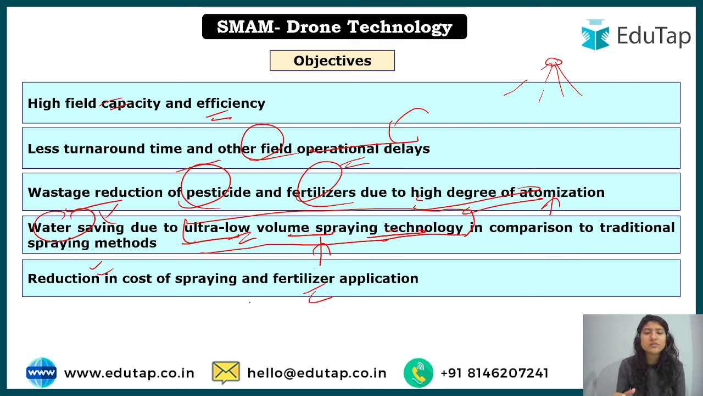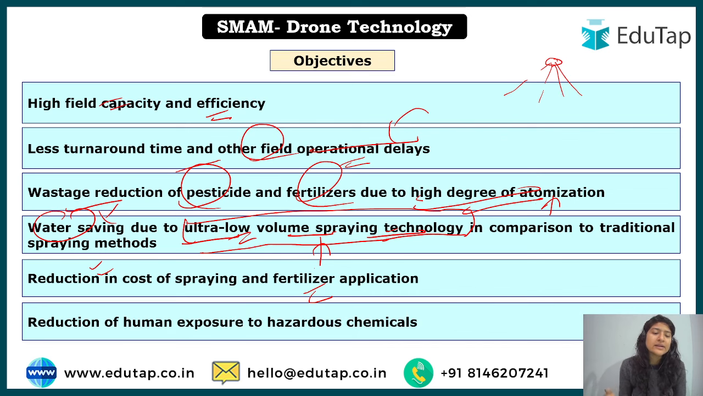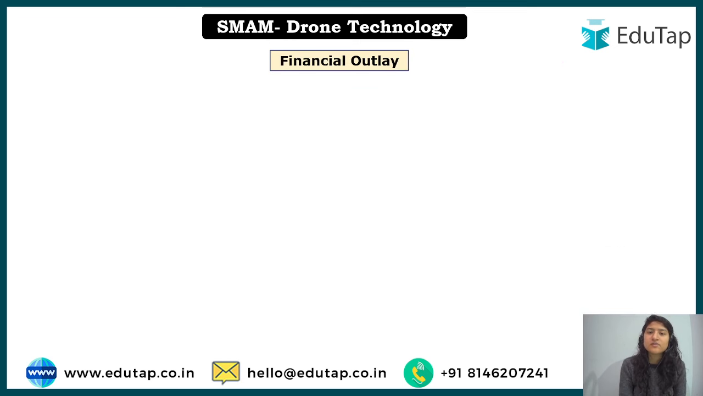First of all, because there is less wastage, there will be a reduction in cost, and also the labor that is hired for the purpose, that money is also saved. And last is reduction in human exposure to hazardous chemicals, and that is quite an important one. Here the farmer is not in direct contact with the fertilizers or chemicals that can cause him cancer, right? So that is why it is a very important part of the discussion of the objectives of drone technology.